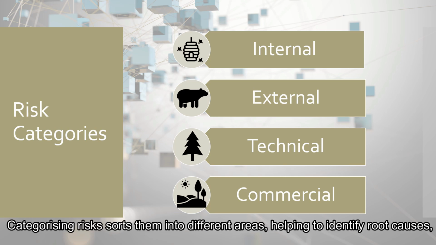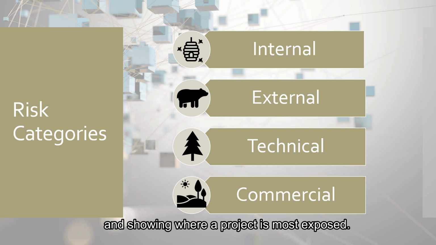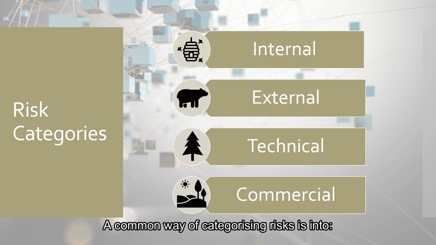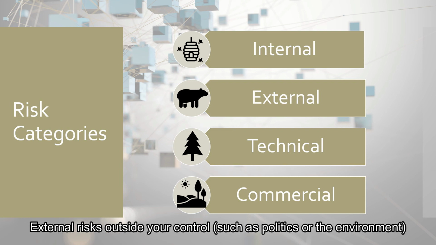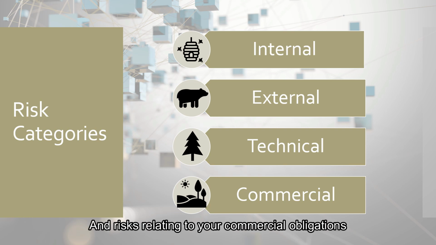Categorizing risks sorts them into different areas, helping to identify root causes and showing where a project is most exposed. A common way of categorizing risks is into internal risks within the control of the organization, external risks outside your control, such as politics or the environment, technical risks, and risks relating to your commercial obligations.